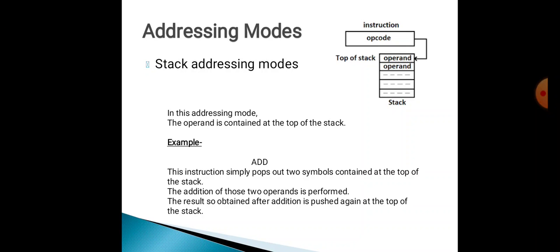Example: add. This instruction simply pops the two symbols contained at the top of the stack. The addition of the two operands is performed. The result obtained after addition is pushed again onto the top of the stack. Another example: push R. This instruction decrements SP and copies the content of the register R onto the top of the stack, pointed to by the stack pointer.